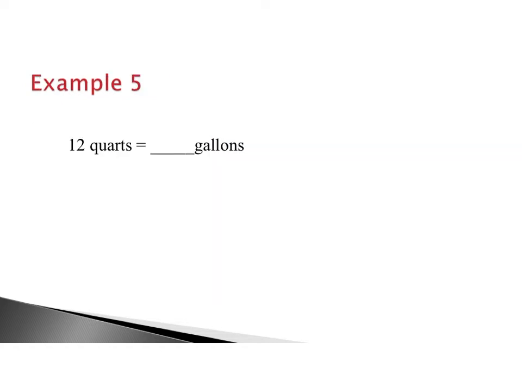So when we look at example 5, we're told that we have 12 quarts and we want to figure out how many gallons it uses. Okay, now I will give you a unit conversion sheet, but this is something that we probably should know. So I'm going to tell you that 4 quarts is equal to 1 gallon. So this is my unit conversion that I'm going to use.